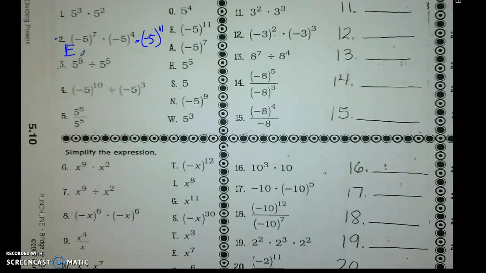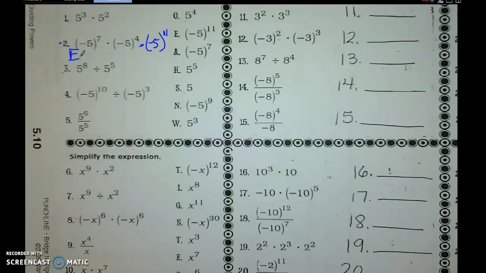Okay, let's go ahead and look at another one. Number 3, remember that 5 to the 8th power divided by 5 to the 5th, that is the same thing as if it is written like this. We still subtract. So that's going to be 5 to the 8 minus 5, and that gives us 5 to the 3rd power. So that means that number 3 is going to be W. Okay, let's go ahead and move down to the next section.